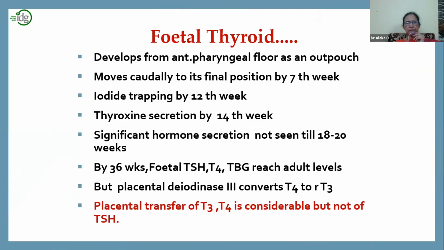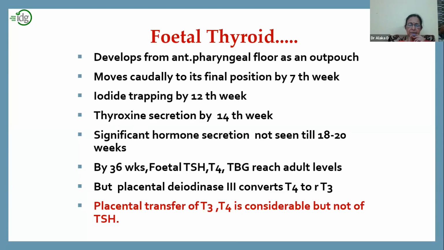Fetal thyroid develops from anterior pharyngeal floor as an outpost. It moves caudally to the final position by 7th week. It starts functioning by iodide trapping by 12th week. Thyroxine is secreted by 14th week. Significant hormone secretion is not seen till 18 to 20 weeks. In other words, that means the fetus is dependent on the mother for thyroxine. By 36 weeks, that means now it is nearing maturity, fetal TSH, T4, TBG reach adult levels.